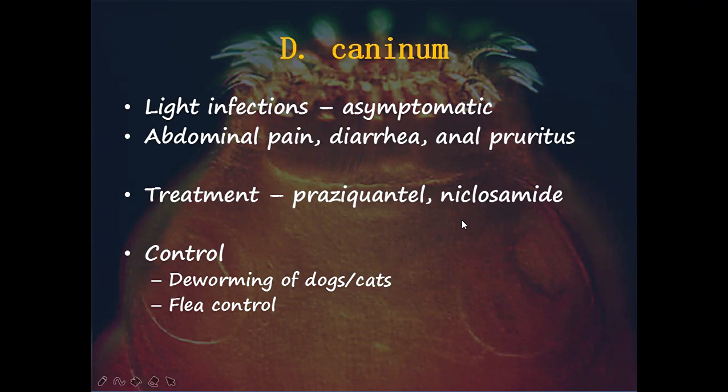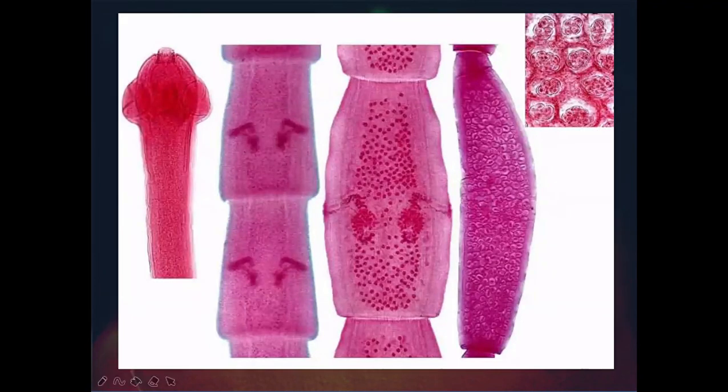Treatment is praziquantel and niclosamide. So control the worming of cats and dogs and control of fleas. We are just an accidental definitive host of this organism. So this is the appearance: retractile rostellum, 4 suckers, mature segment longer than wide, 2 sets of male and female organs, 2 sets of genital pores, then barrel-shaped gravid segments with egg packets. So all these cyst-like structures are egg packets in magnification, with several eggs inside.